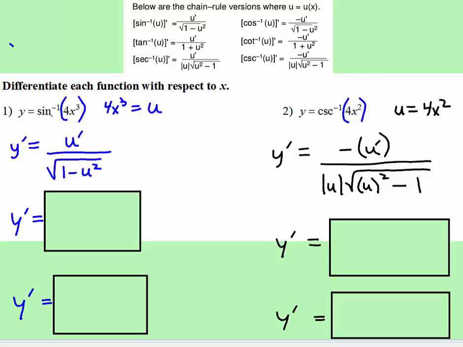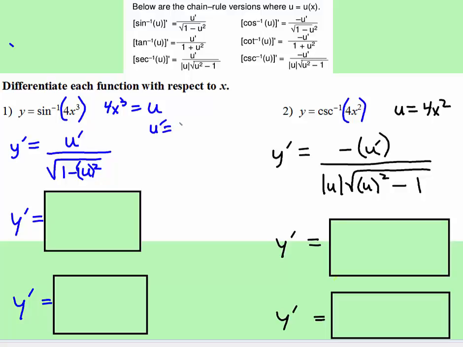So here you have the inverse of sine, and there is its theta, let's call it, and I'm going to refer to that as u. So you take the derivative of that u over the square root of 1 subtract u squared. When you're squaring something, you should always represent it by putting it in parentheses. And now we can just get started.